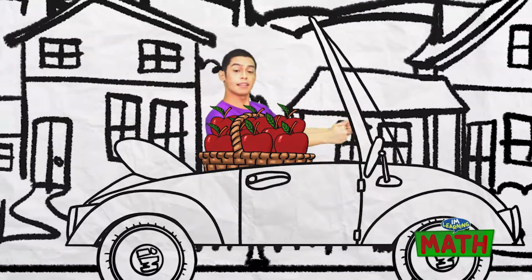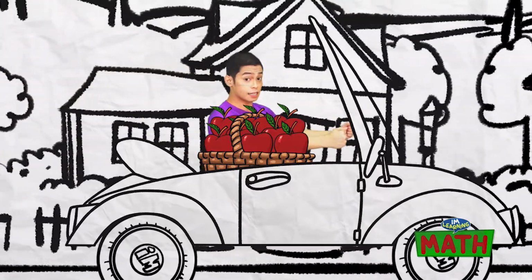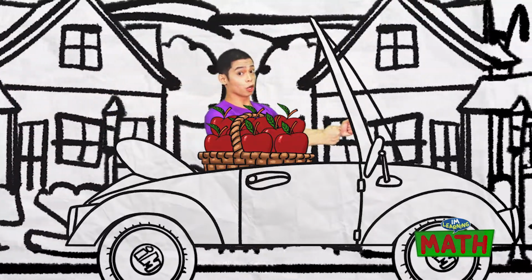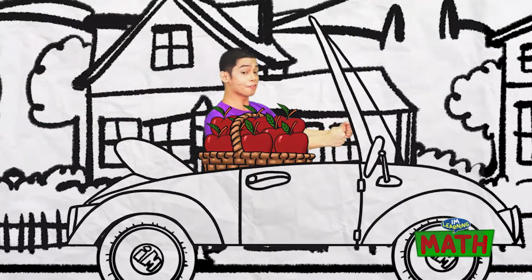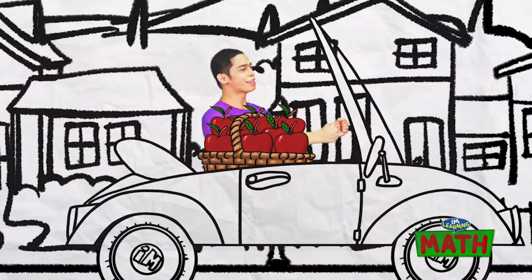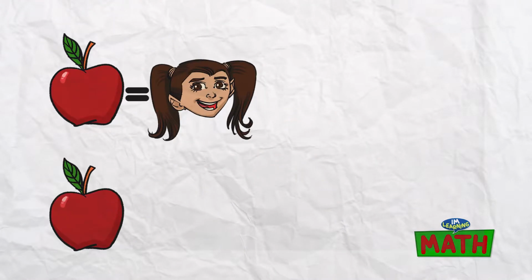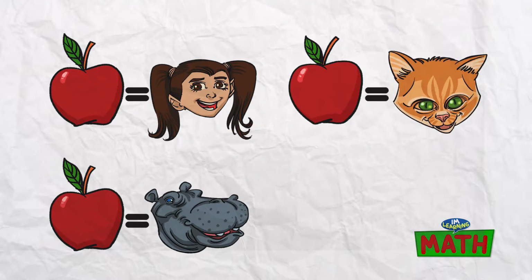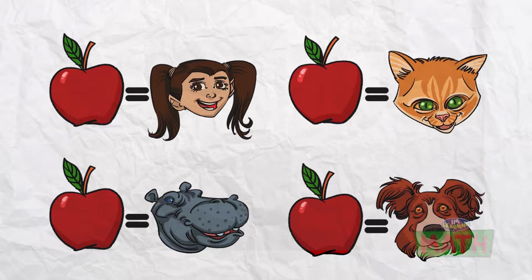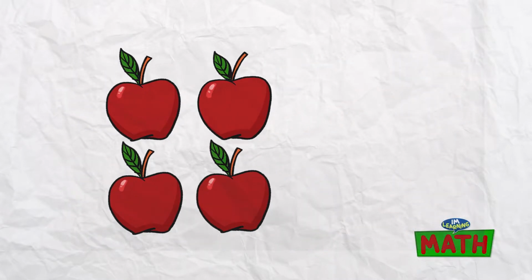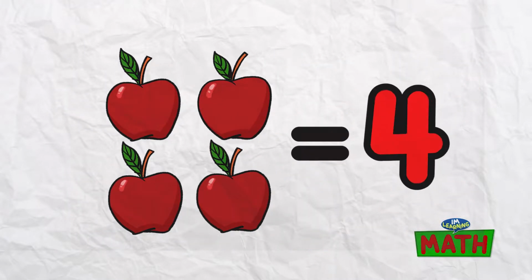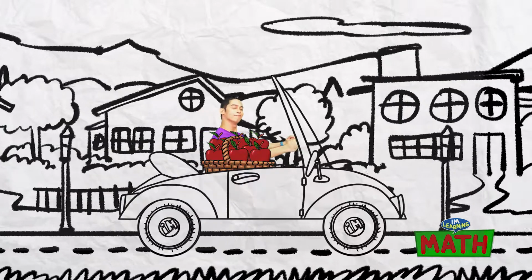If I give one of my 10 apples to each of my friends Lisa, Hippo, Cat, and Dog, how many apples will I have left? That's 1 apple for Lisa, 1 for Hippo, 1 for Cat, and 1 for Dog. From our last lesson in addition, we know that this means I will give away 4 apples in total.